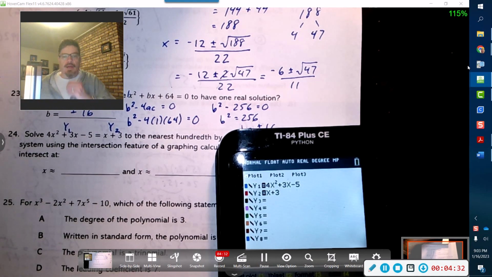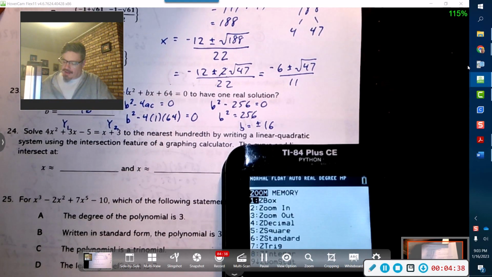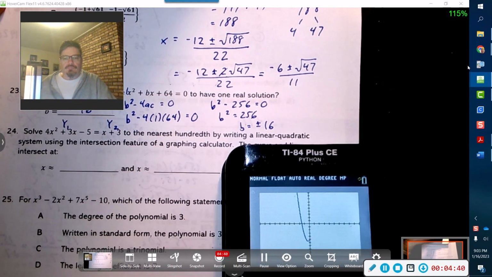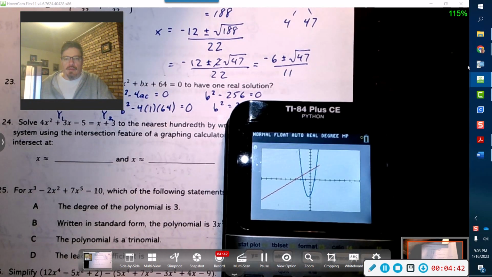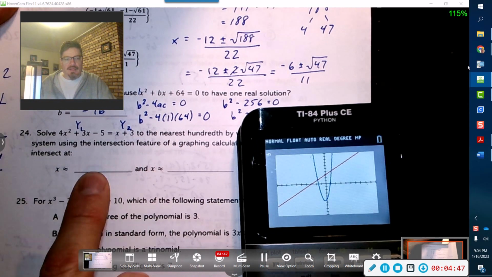All right. So those are the two. I'm going to have a blue line and then a red line. And then we're going to see where they intersect. Now, if I look at this, I'm going to do a zoom standard. Okay, there's 1. Okay, there's 2. So x is approximately here, x is approximately there.